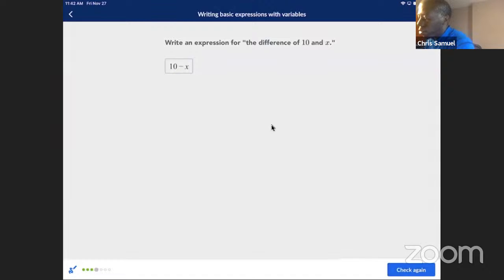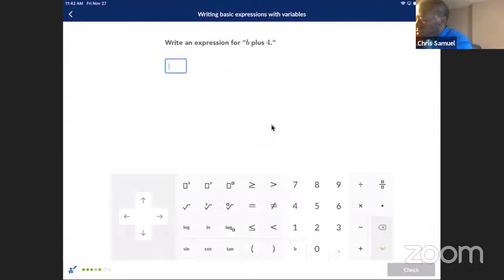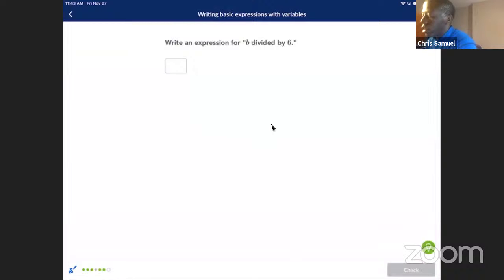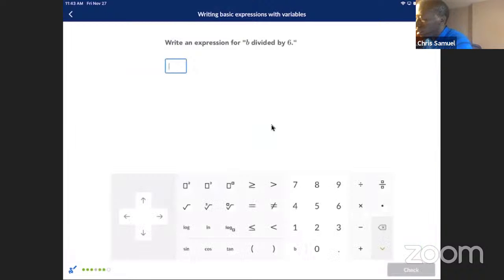And then we have here 9 multiplied by t. Or, I mean, that works, right? Yeah, that works. It says here, write expression b plus 4. So you have b plus 4. And it says here, b divided by 6. And it has b divided by 6.